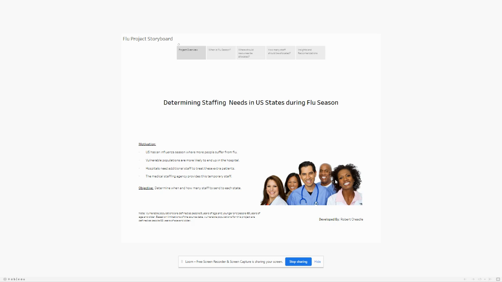The objective of this project is to determine when and how many temporary staff the staffing agency should send to each state during flu season. A quick note, vulnerable populations are defined as people 5 years of age and younger and people 65 years of age and older. Based on limitations of the source data, vulnerable populations for this project are defined as people 65 years of age and older.